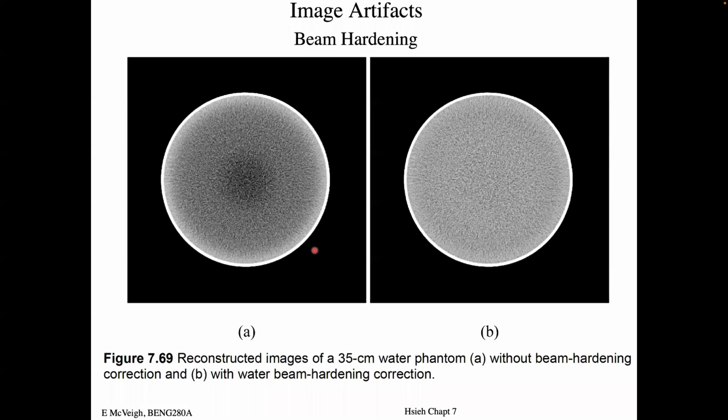And so this artifact shows up in a uniform phantom as this cupping, and then after you go in and correct for it, you tune your correction such that this turns out to be flat, right? That's seen a lot because you can't get this perfect for very complex objects often. And then when you have something that's a really high attenuator that takes away a lot of the beam, you get streaks, and that's a metal artifact basically.